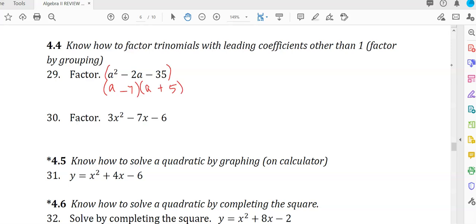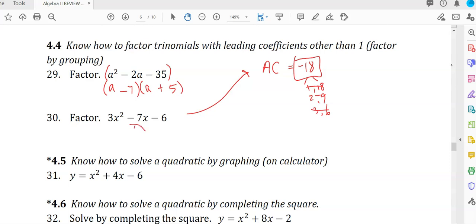I'm going to do the AC method. So off to the side for this one, I'm going to do AC. A times C is -18. Factor that as many different ways as I can. So 1 and 18, 2 and 9, 3 and 6. Which ones add to make -7? That might work if 9 is negative.